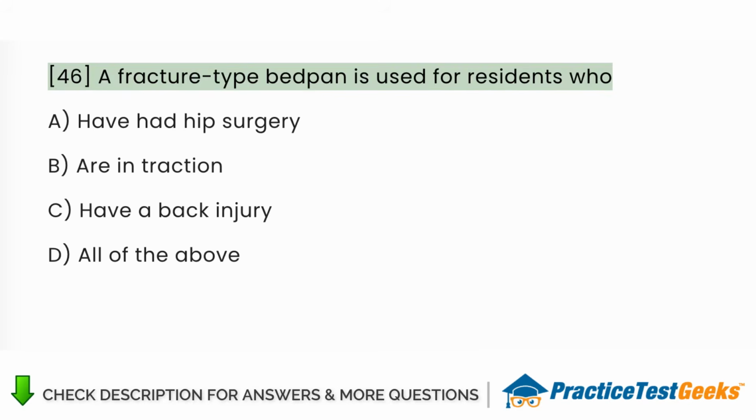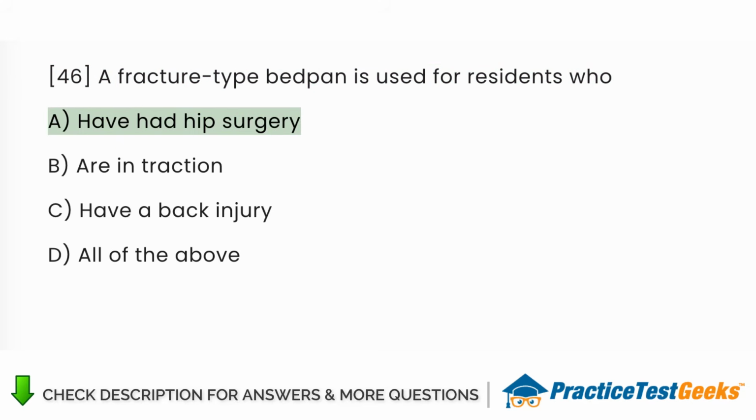A fracture-type bedpan is used for residents who A. Have had hip surgery. B. Are in traction. C. Have a back injury. D. All of the above.